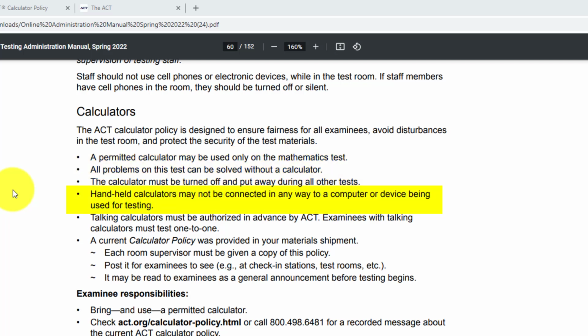Handheld calculators may not be connected in any way to a computer or device being used for testing. Talking calculators must be authorized in advance by ACT.